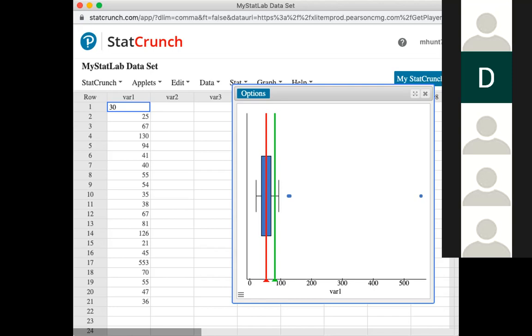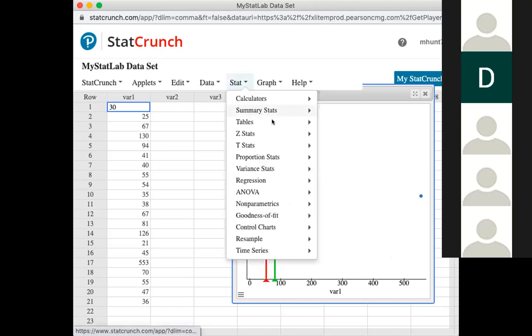Yeah, I was saying that maybe it's the 553 as an outlier. Outliers. You said the magic word. There's outliers. There's dots. Now, StatCrunch doesn't distinguish between low outliers and high outliers. It's not going to put dots and asterisks. It's just going to put dots for outliers. So there's at least 2 outliers. And this thing here is a little fuzzy.